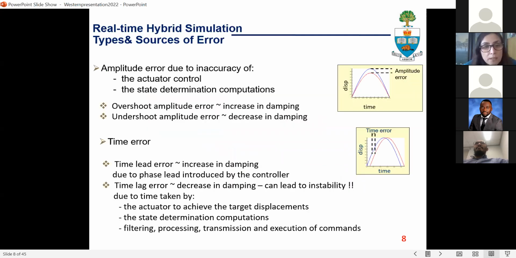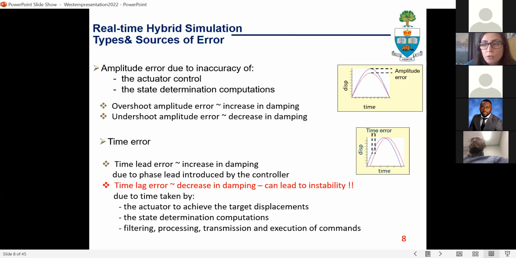So we started with identifying these error sources and looking at them in detail to understand how they work. So we separated the error coming back from either the analytical substructure or experimental substructure, it doesn't matter. We classified them as amplitude errors in the form of undershoot or overshoot, and time errors, phase errors you can call them, in the form of lead or lag error. And when we looked in detail at these 4 types of errors, what we found is that the time lag error is the most critical one.